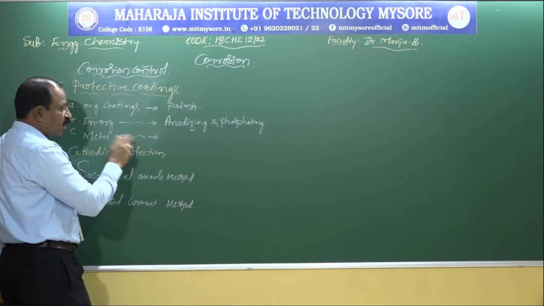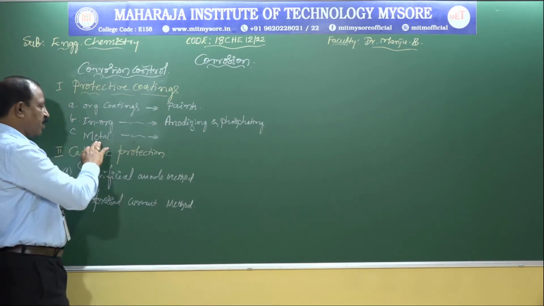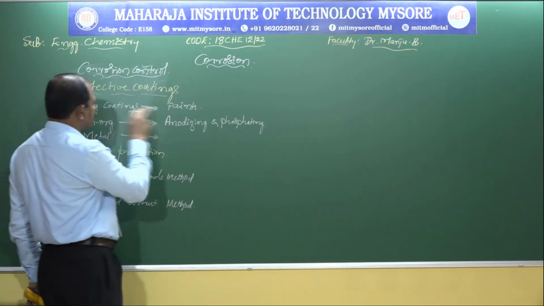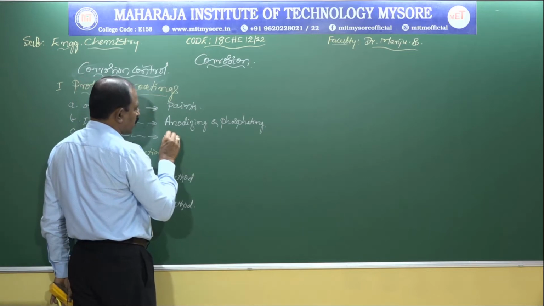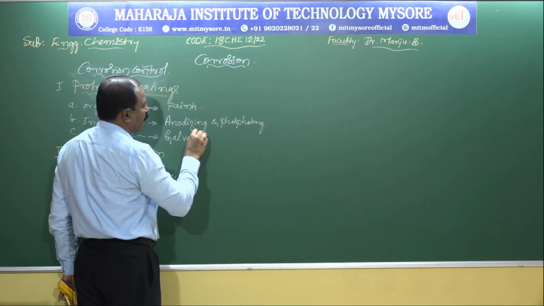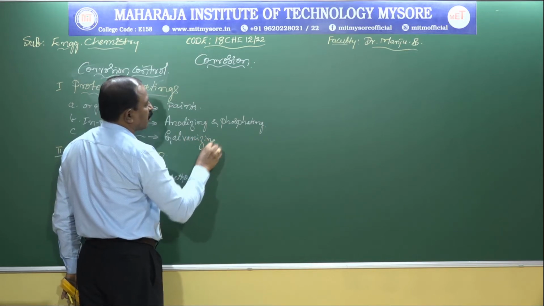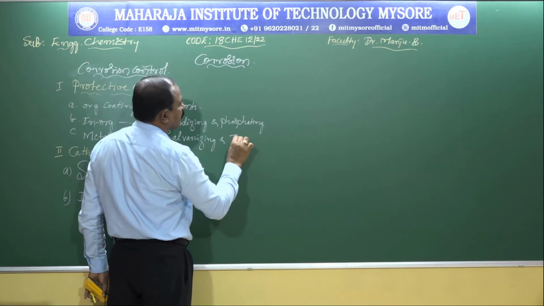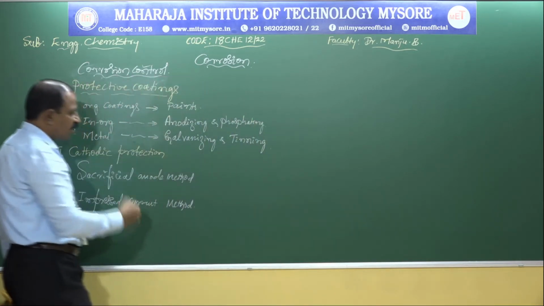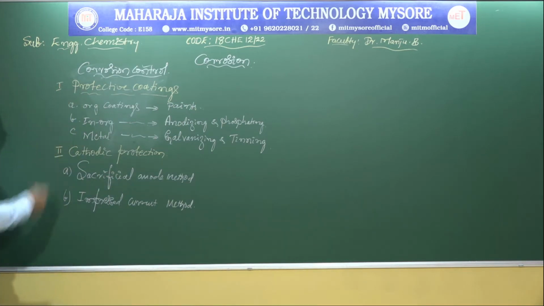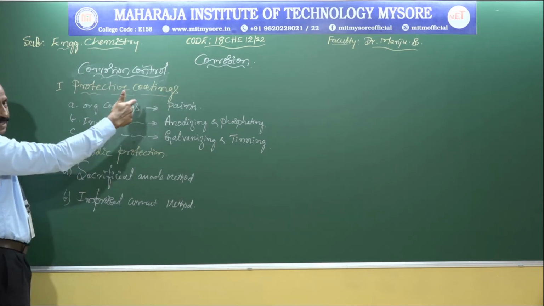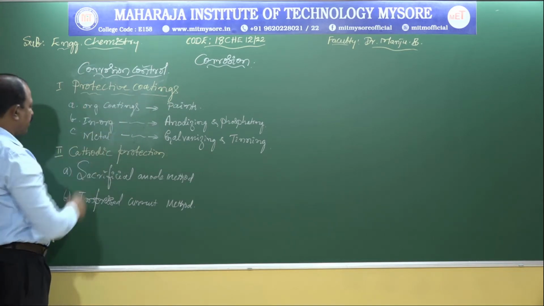Metal coatings are metal on metal. There is no reaction here, only the metal is coated on metal. In inorganic coatings, reactions take place. Metal coatings have two types: one is galvanizing and the other is tinning. These are the different techniques to control the rate of corrosion. The first technique is protective coatings, and these all come under coating methods.